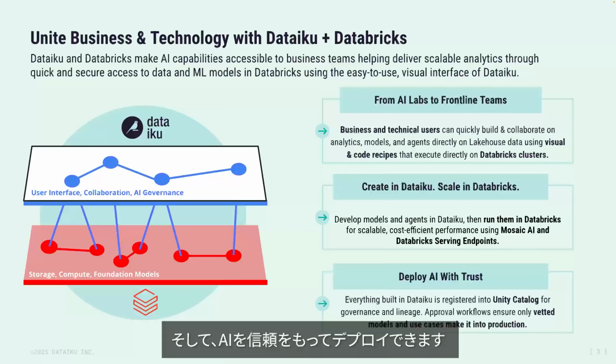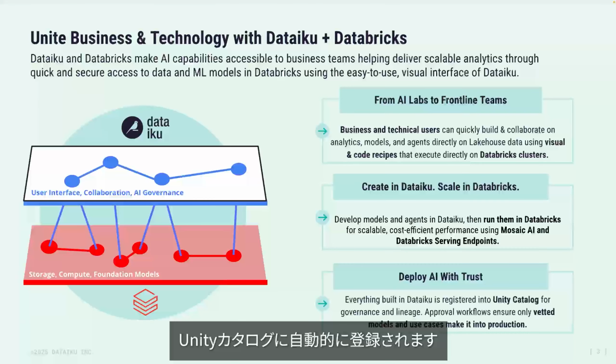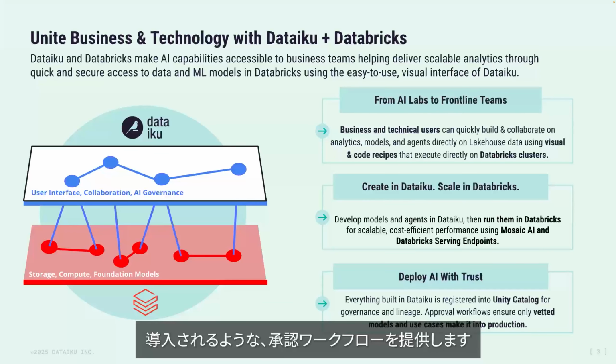And then deploying AI with trust. Everything that's built in Dataiku is automatically registered into Unity Catalog for automated governance and lineage. As well, Dataiku provides approval workflows such that only vetted models and use cases can make it into production.